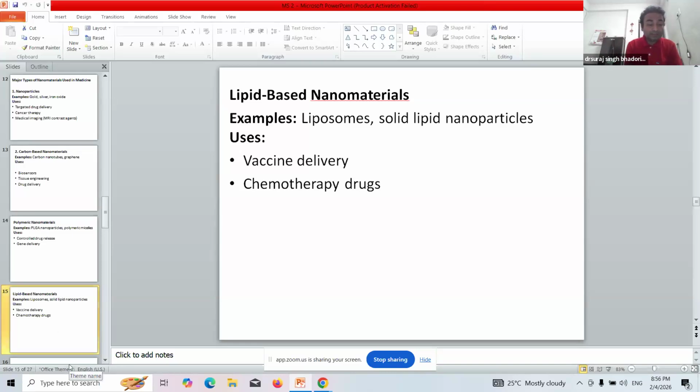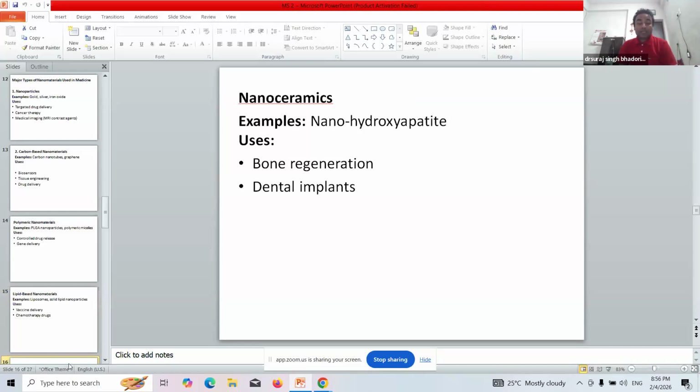The next one is nanoceramics. Nanoceramics, generally they are the nano hydroxy albumin, the various aspects of bone regeneration, the dental implants. So generally these are the nanoceramics. These are used to provide the rigidity, the hardness, the strength, the specificity in their alignment. So this is very commonly used for bone regeneration and dental implants, implantation for artificial aspect. So this is the nanomaterial.